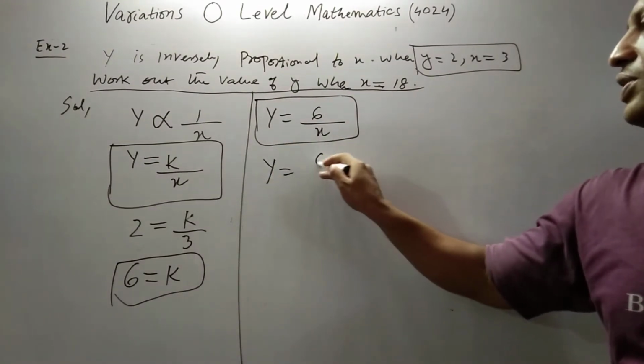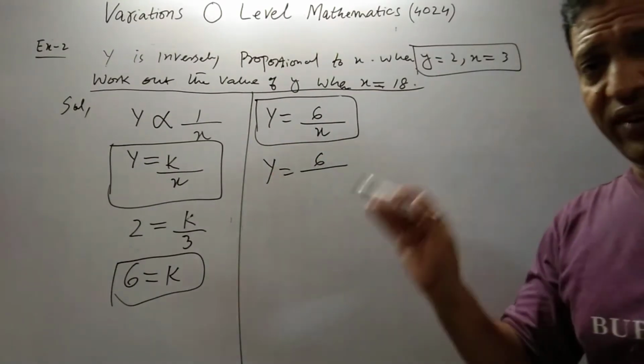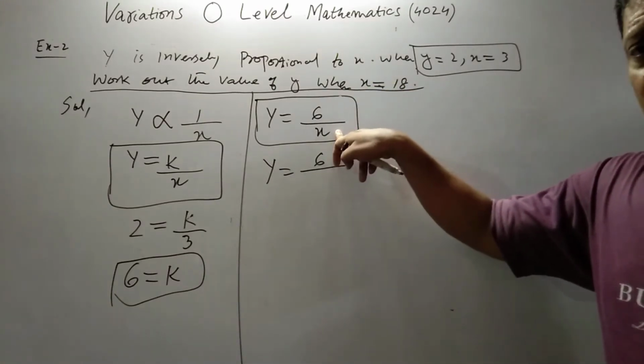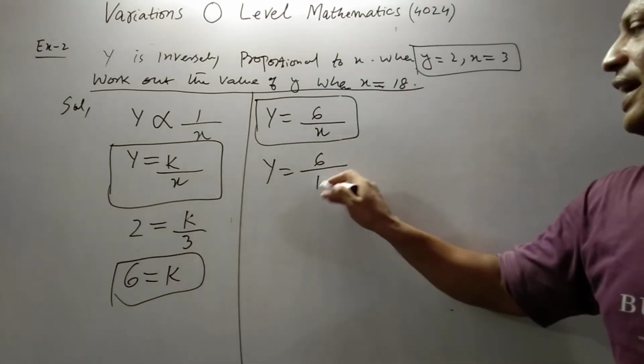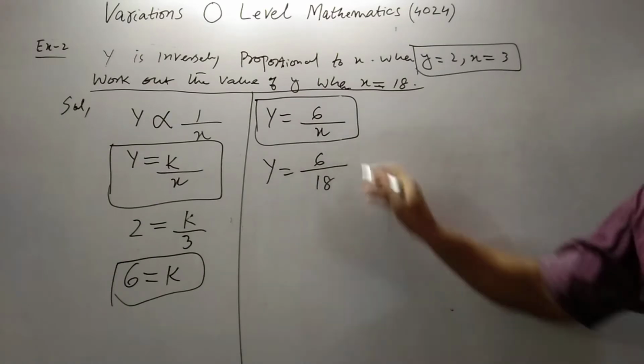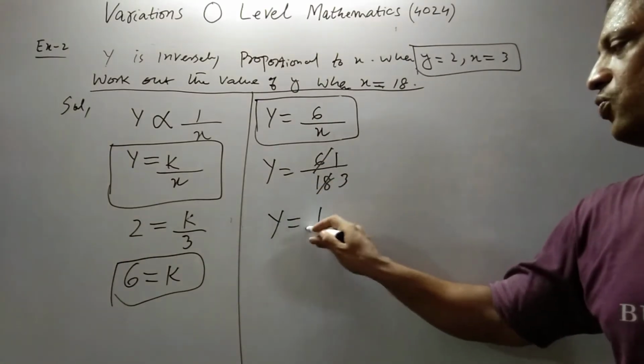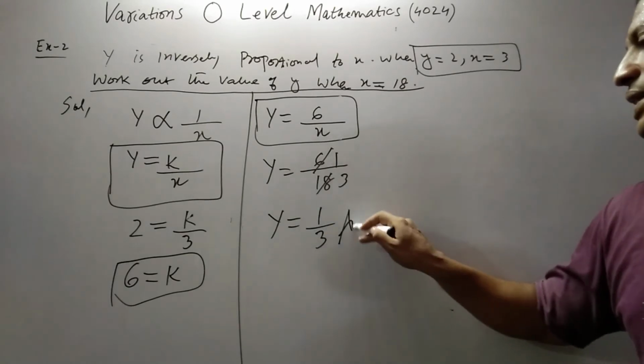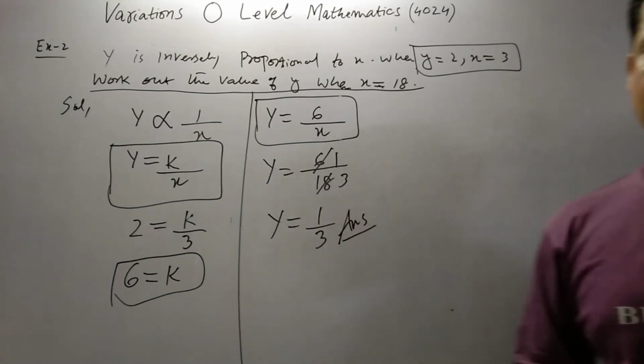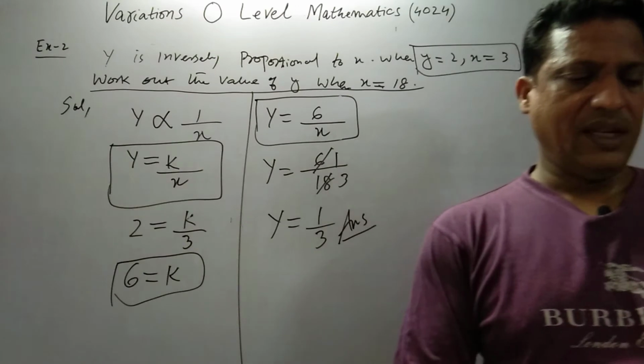So y is equals to 6 upon x. We have to find the value of y by using this value of x. What is the value of x given? 18. 6 1s are 6, 6 3s are 18. So y is equals to 1 upon 3. And this is our final answer. Hope you understand. Okay.